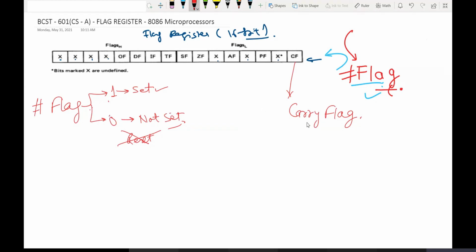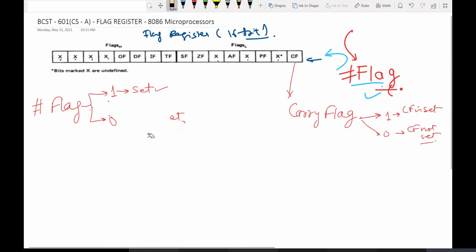Same is the case with the carry flag. If carry is 1, that means the carry flag is set. If it is 0, the carry flag is not set. These are the technical statements we'll be using. A flag is set means the flag is 1. If it is not set, then it is 0. All right. So the first flag we have here is the carry flag. In total, how many flags do we have?